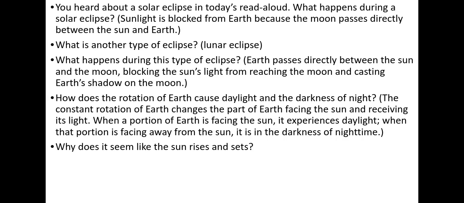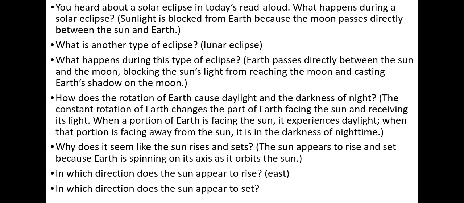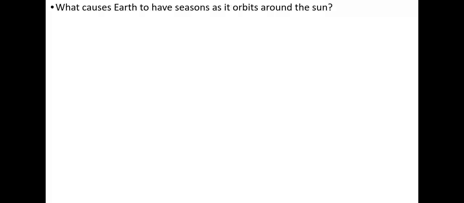Why does it seem like the sun rises and sets? The sun appears to rise and set because Earth is spinning on its axis as it orbits the sun. In which direction does the sun appear to rise? In the east. In which direction does the sun appear to set? In the west. What causes Earth to have seasons as it orbits around the sun?